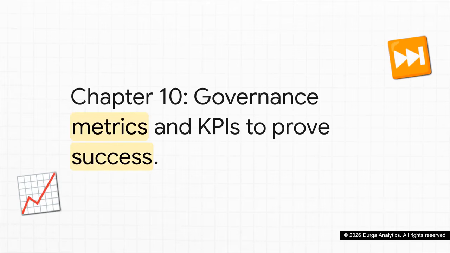So you've secured your sponsor and mapped your political landscape. But how do you prove to that powerful sponsor that your program is actually working? That is exactly what we are going to tackle next time in Module 1, Chapter 10, Governance Metrics and KPIs. Because having authority is awesome, but without hard data to prove their success, how long do you really think that sponsor is going to stick around?